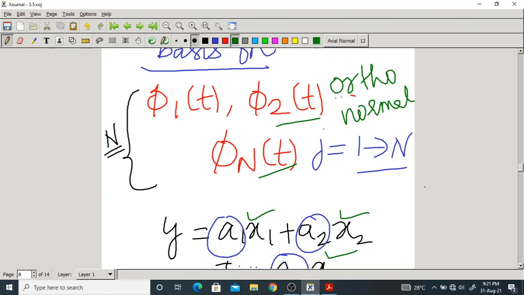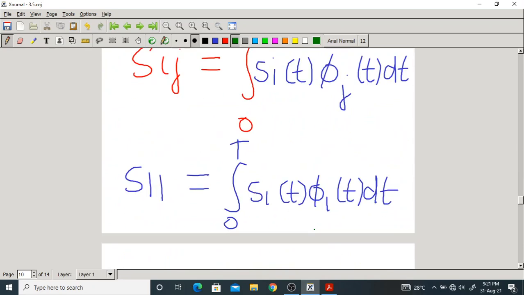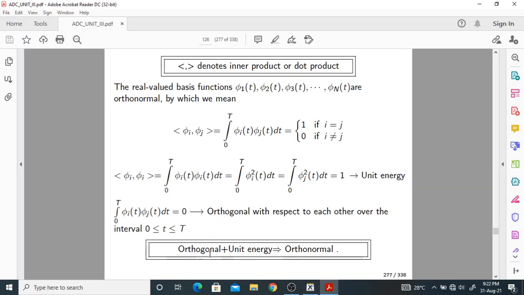You might have heard about orthogonality. What is orthonormality? Orthonormality means orthogonality plus unit energy. Orthogonality plus unit energy leads to orthonormality, which means all these basis functions are orthogonal to each other. All these n basis functions are orthogonal with respect to each other. Not only that, they have unit energy.